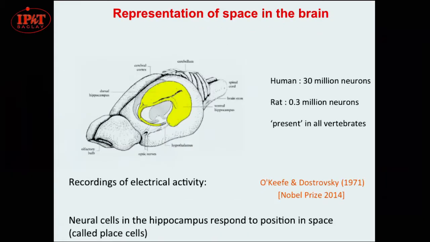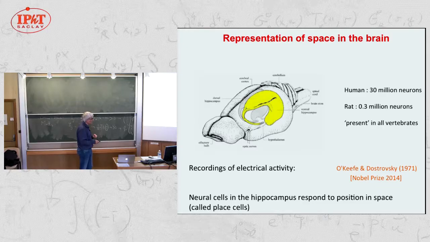So what is the starting point? The starting point is an experiment by O'Keefe and Dostrovsky in 1971, and O'Keefe got the Nobel Prize for that in 2014. O'Keefe was particularly interested in the hippocampus, a region of the brain. Here you see a drawing of the brain of a rat. This region contains about 300,000 neurons in rats, and in humans it's about 2 orders of magnitude more.